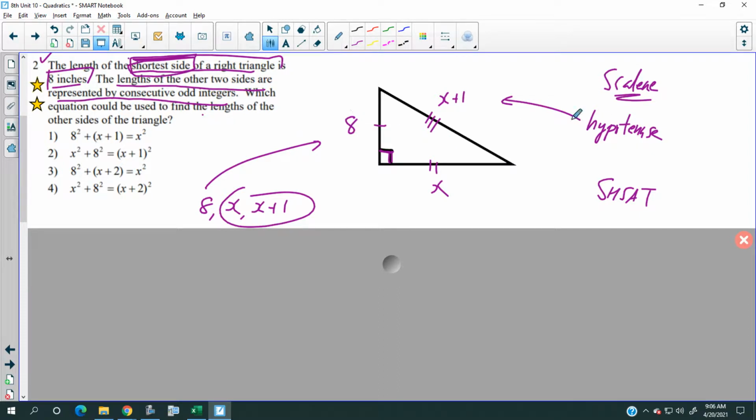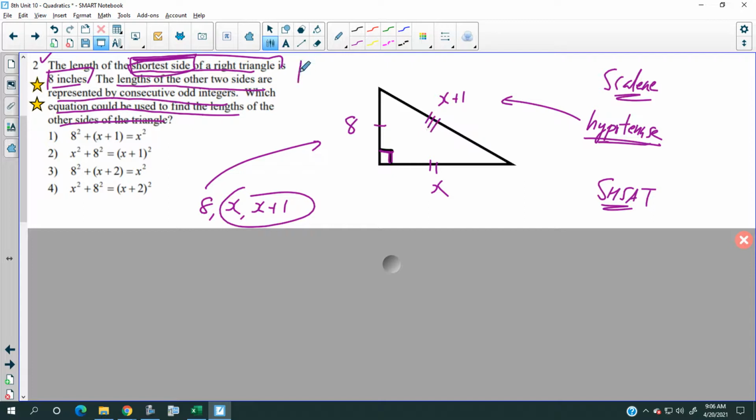The short side is 8, the longest side is x plus 1, and we have a name for that. It's called a hypotenuse, all right? In this right triangle, this is an SHSAT topic. Why? Watch. Which equation could be used to find the length of the other sides of the triangle? So in other words, they want you to find the sides of the triangle, but you don't have to solve for it. You just have to set it up, all right?